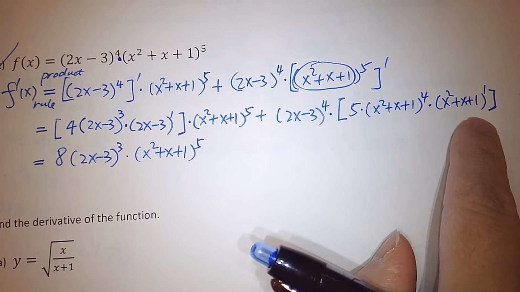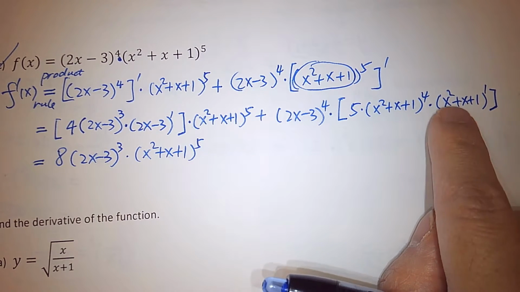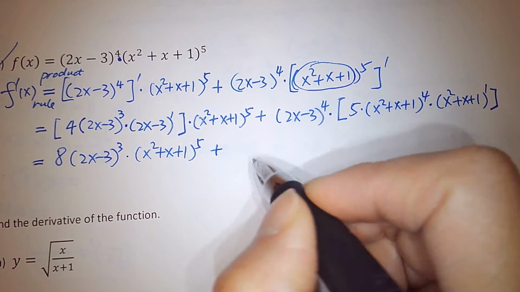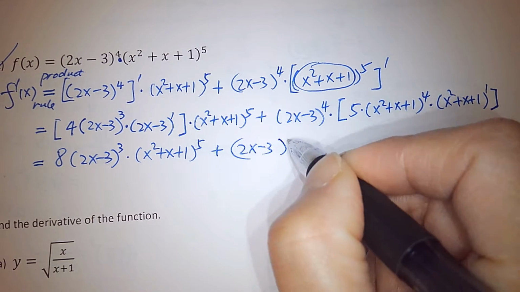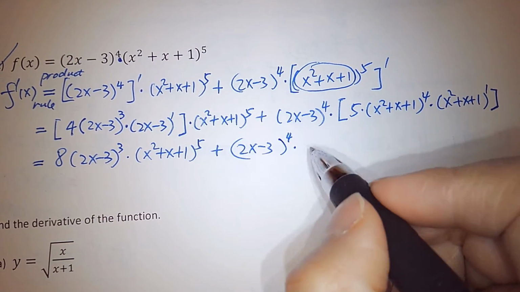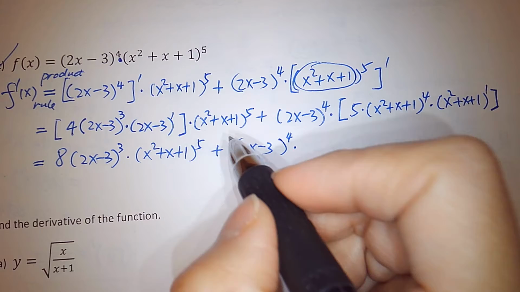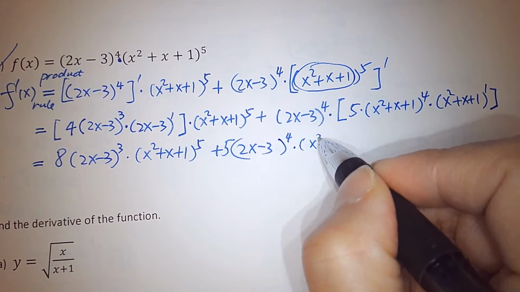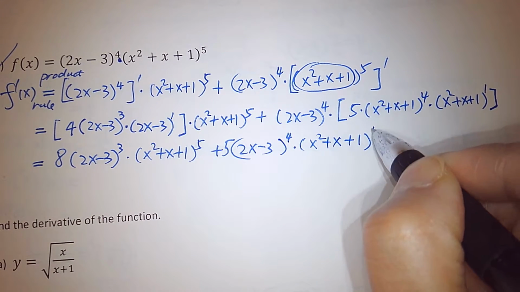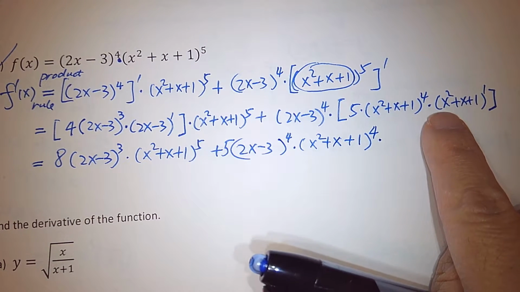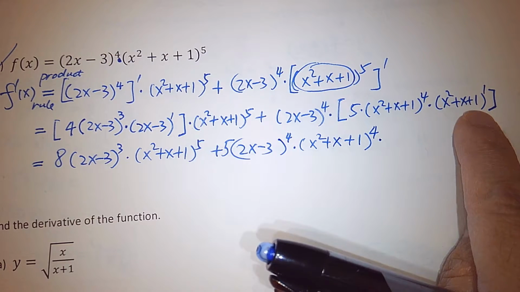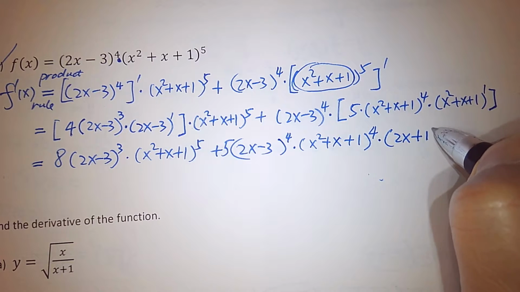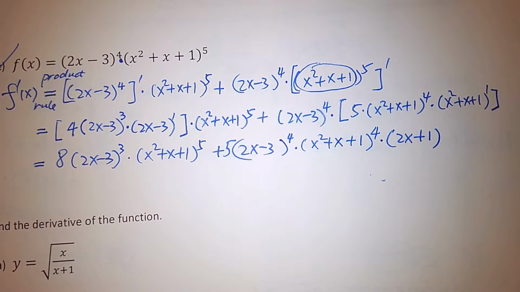What do we do here inside of this bracket? Derivative of this, right? So it's going to be plus 2x minus 3 to the fourth power times 5 times. I'm going to write 5 in front, okay? x squared plus x plus 1 to the fourth power. x squared plus x plus 1's derivative gives us what? 2x plus what? 1. We're done.